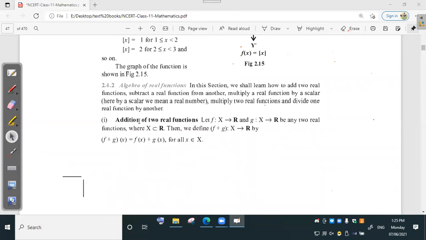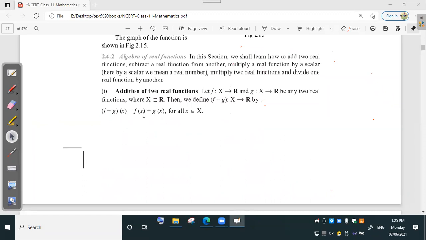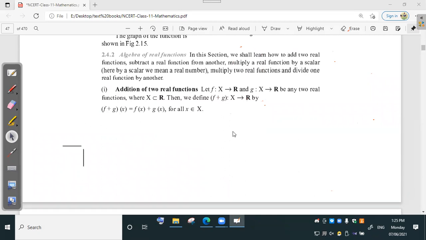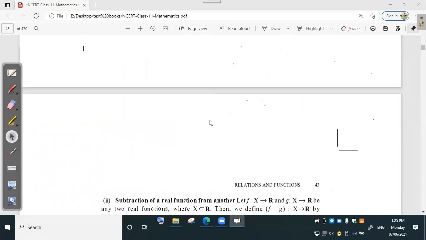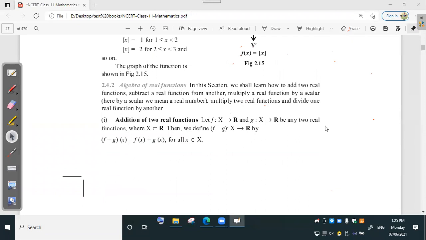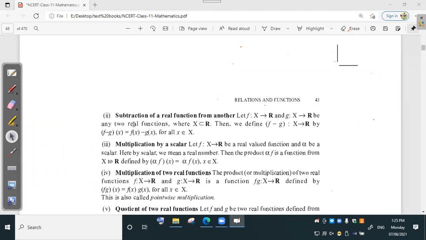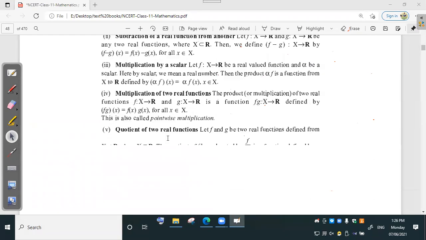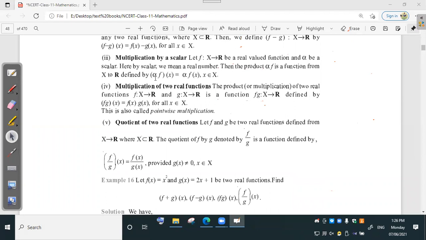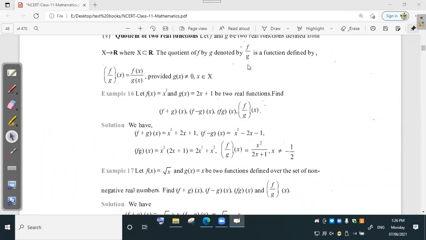Now, algebra of real functions. Addition of two real functions is a real function. We can add directly: (f plus g)(x) is equal to f(x) plus g(x). Similarly, subtraction of two real functions, (f minus g)(x), will be equal to f(x) minus g(x). Any constant can be taken out of the function. Product of two functions, (f·g)(x), is equal to f(x) into g(x). This is also called pointwise multiplication, and the quotient also follows.